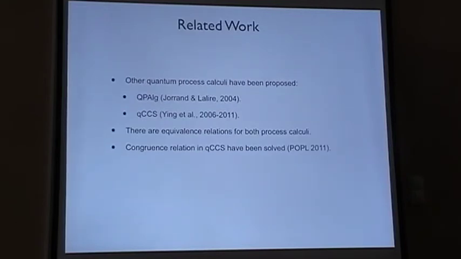The other related work carried out in quantum process calculus: the other quantum process calculi which have been proposed are QPAlg, the quantum process algebra by the Yoren and Lalaya group, and then we have QCCS by the Nijmegen group. For QPAlg, there has not been much recent progress, but there has been progress in QCCS and CQP. There are equivalence relations for both process calculi, but the congruence relation in QCCS has been solved recently.